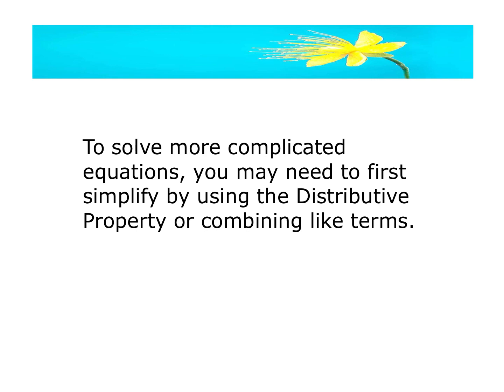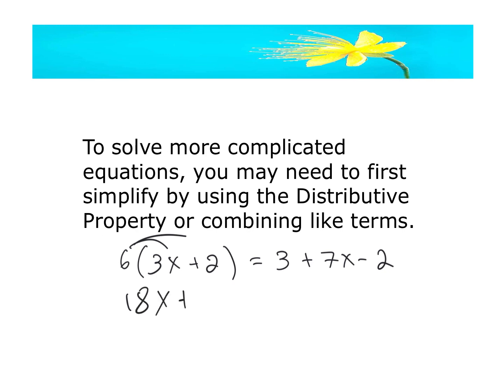Again, to solve more complicated equations, you may need to first simplify by using the distributive property or a combination of like terms. An example could be something like this. So this is what you would consider a more complicated equation because you have to distribute this 6 to both of these. 6 times 3 is 18, 18x. 6 times 2 is 12. And then we will have to combine this 3 and this negative 2 to get a positive 1 plus 7x.